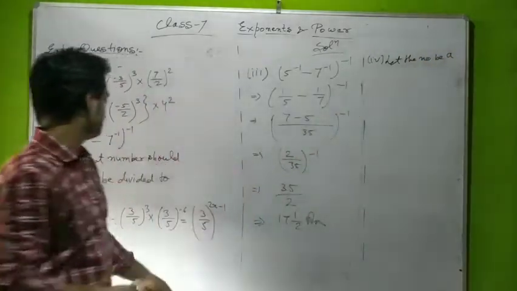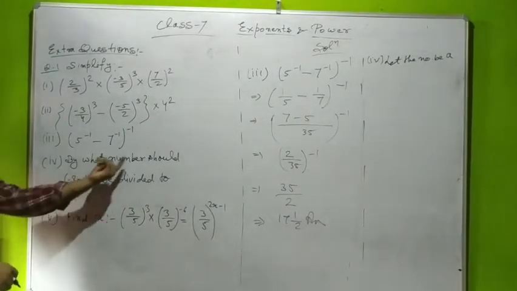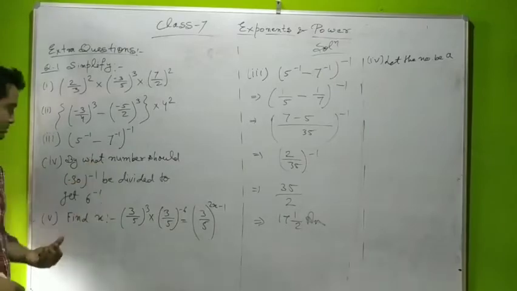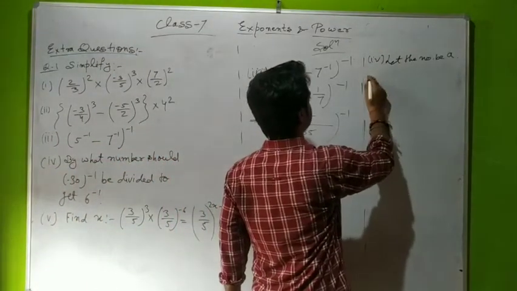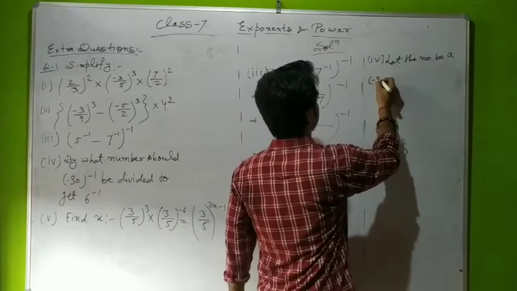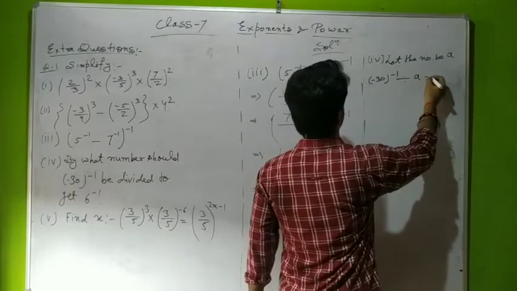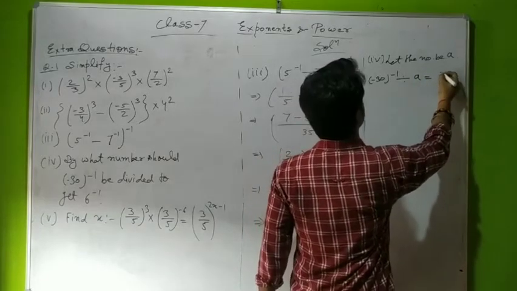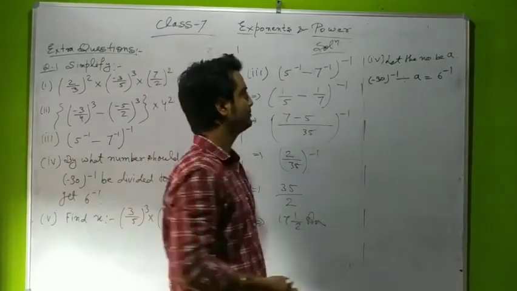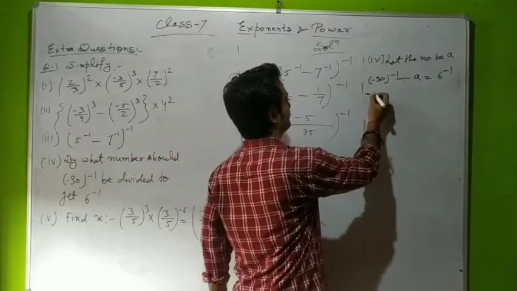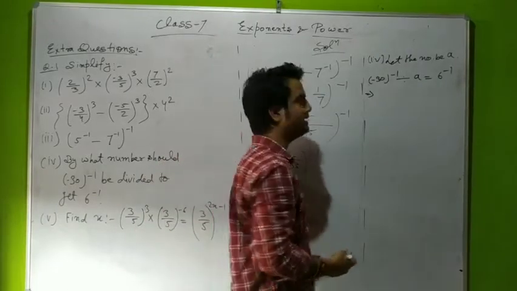Now according to the question, minus 30 raised to the power minus 1 has to be divided by this number to get 6 raised to the power minus 1. So we will get the equation: minus 30 raised to the power minus 1 divided by A gives us 6 raised to the power minus 1. Now just simplify this equation. We will get the value of A.